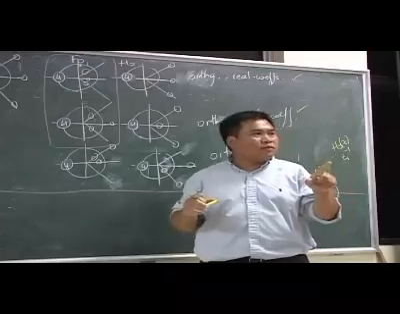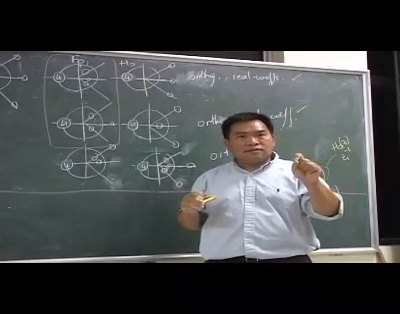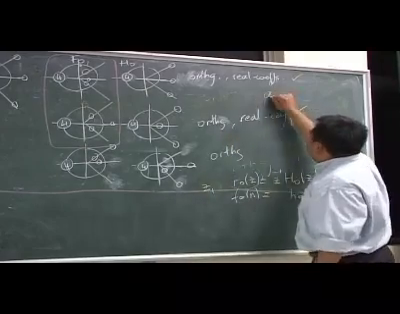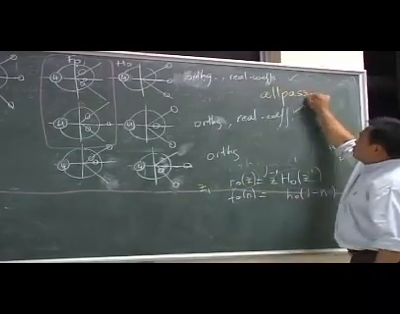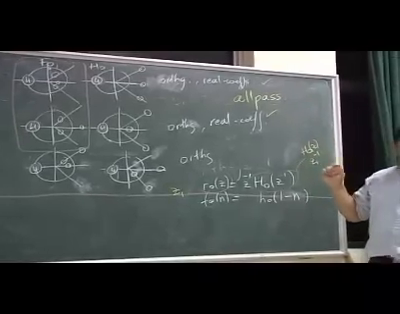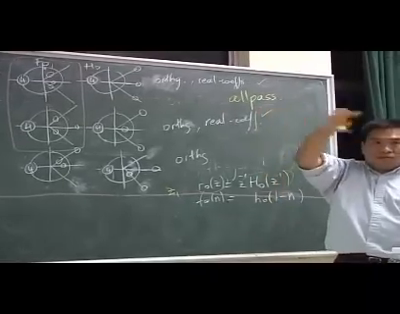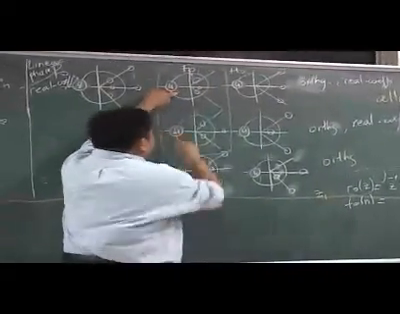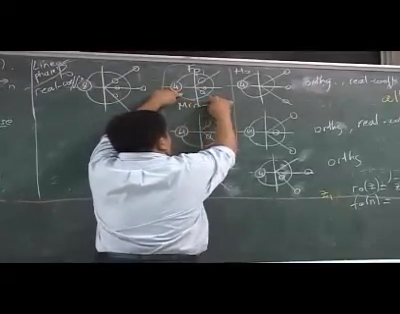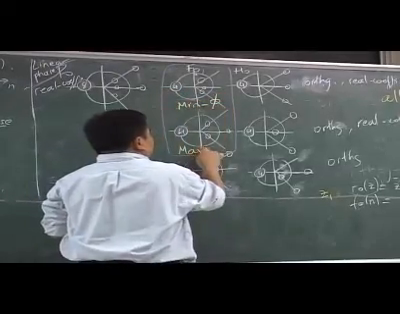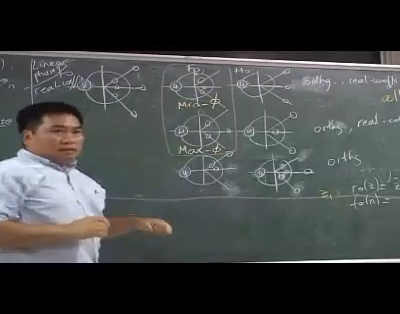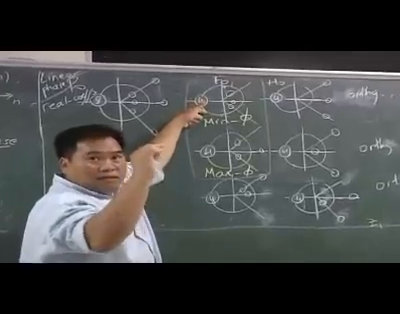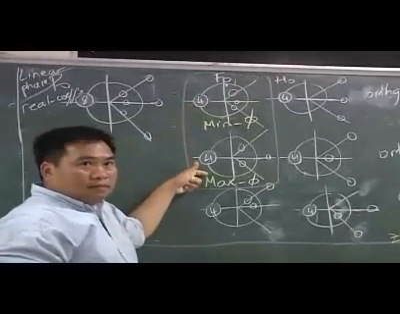Who has heard of an all-pass system before? No? An all-pass system has magnitude 1, okay? The phases are different. In any case, this is minimum phase. This is maximum phase, in the sense that the phase here has a lower lag than the phase here. Okay?